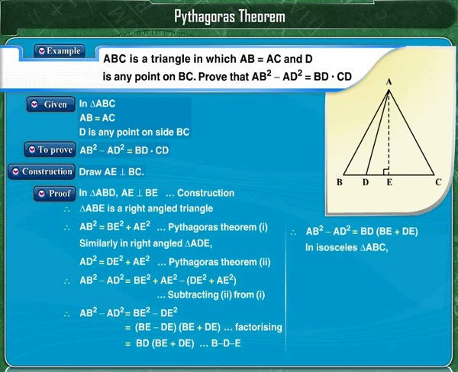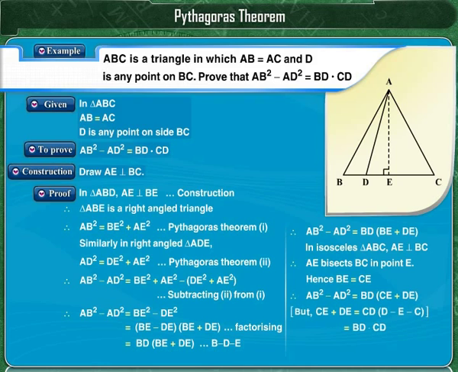But we know in isosceles triangle ABC, AE is perpendicular to base BC, therefore bisects BC. Hence, BE equals CE. Substituting BE by CE, we get AB squared minus AD squared is equal to BD into (CE plus DE). Point E lies between points D and C. Hence, CE plus DE is equal to CD. Thus, we get AB squared minus AD squared is equal to BD into CD.